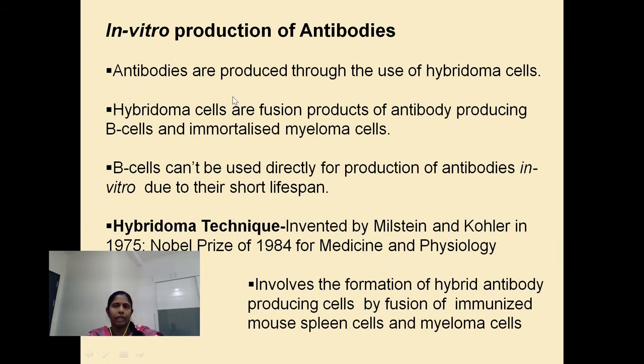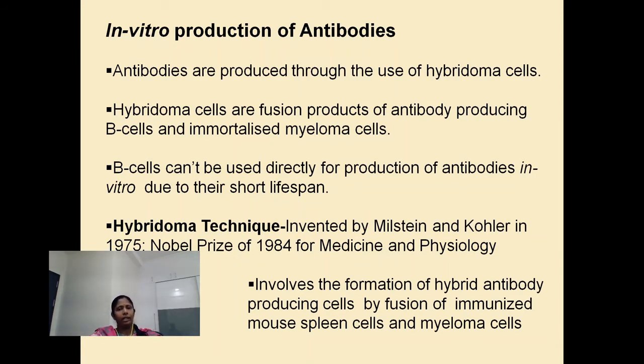In vitro production of antibodies involves the use of specialized cells called hybridoma cells. Hybridoma cells are fusion products of antibody producing B cells and immortalized myeloma cells. Myeloma cells are a type of B cell cancer cells. B cells directly can't be used for production of antibodies in vitro because they fail to grow in culture continuously due to their short or limited lifespan.